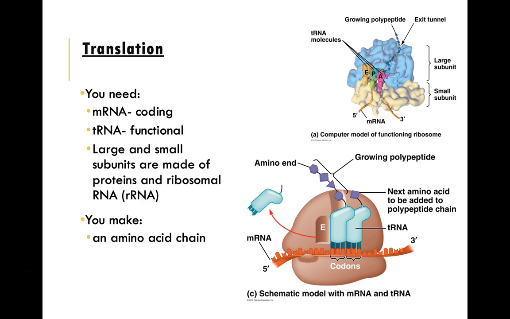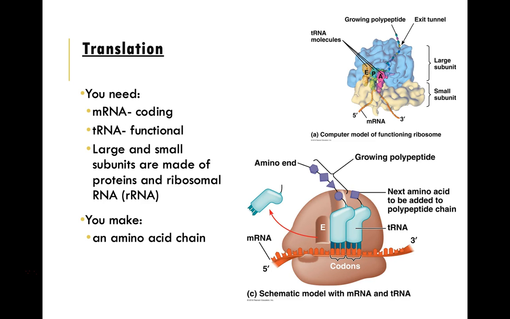So for translation, you need that brand new messenger RNA that you just made from your DNA. You need transfer RNA. Those are all of the transfer RNAs that are attached to different amino acids. So you need a supply of those. And then we need our ribosome.